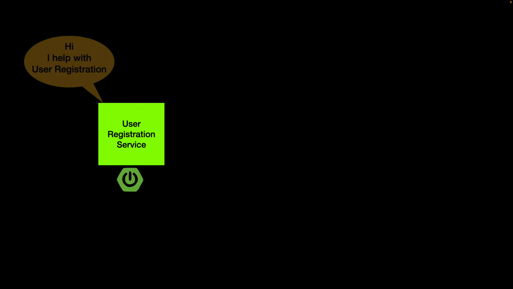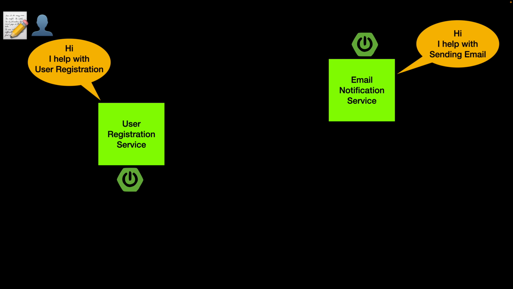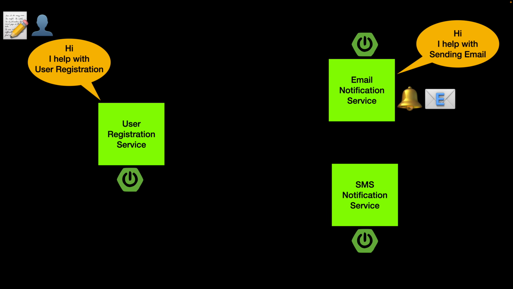It's a story about three friends. The first one is called the user registration service, which is a Spring Boot application, and it knows how to help a user with registration. The second is an email notification service, which is a Spring Boot application, and it knows how to send email to a specific user. And the third Spring Boot application is named SMS notification service, and its work is to send SMS to a user.